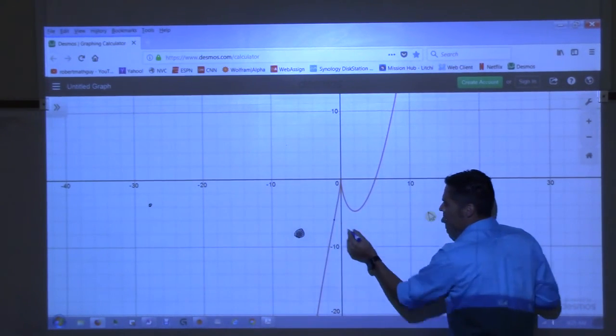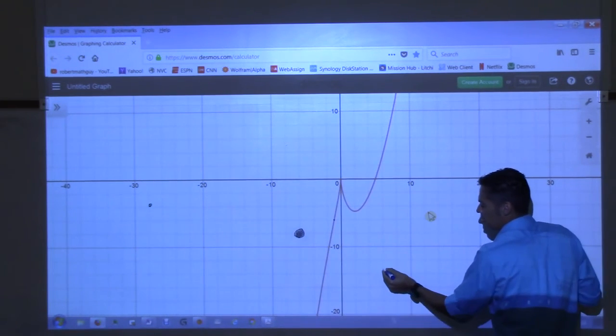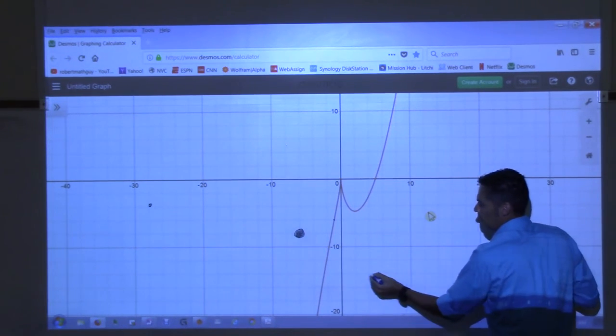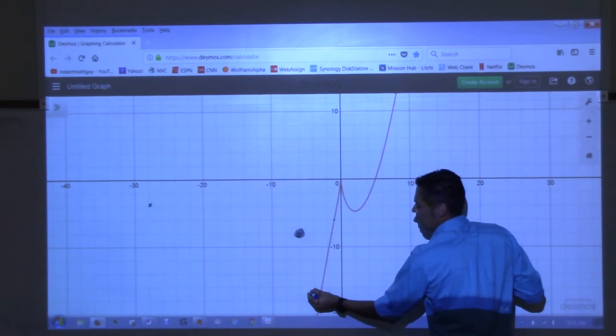So it's hard to tell from this picture, but it actually does this. I mean, well, I'll exaggerate it, okay? It's coming in like this.